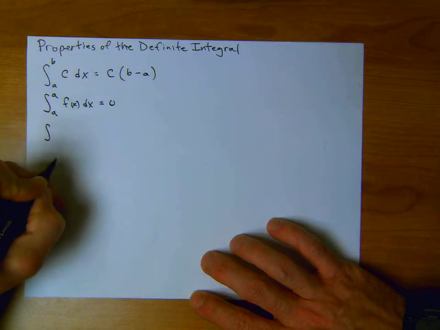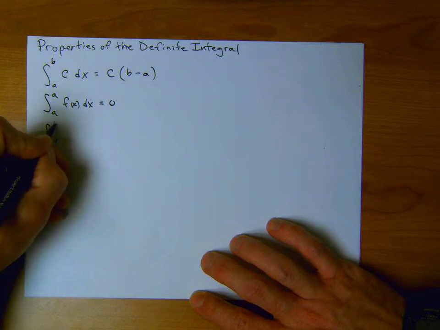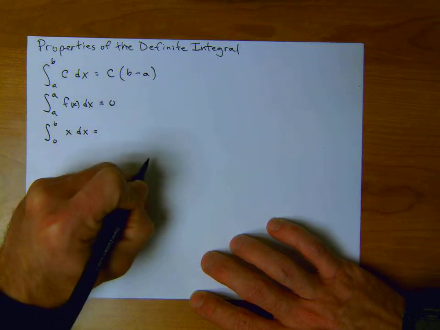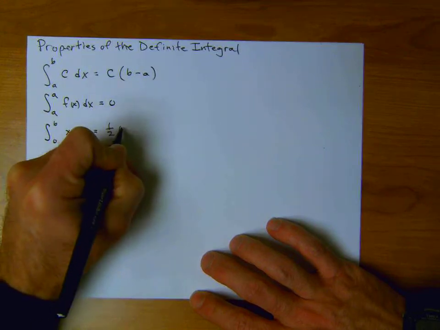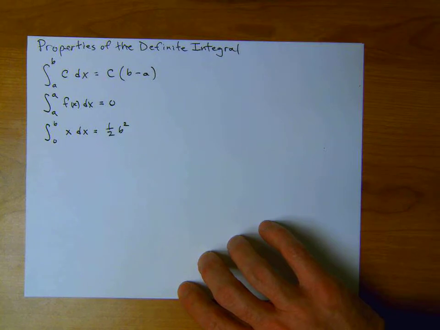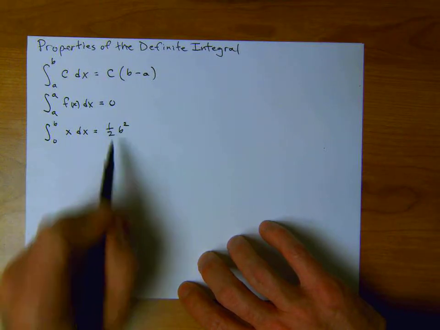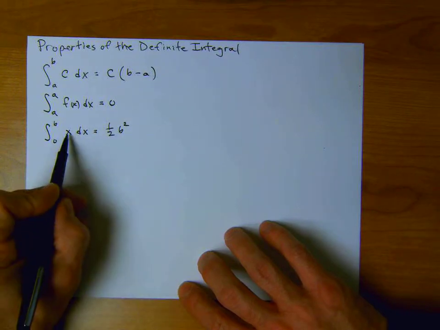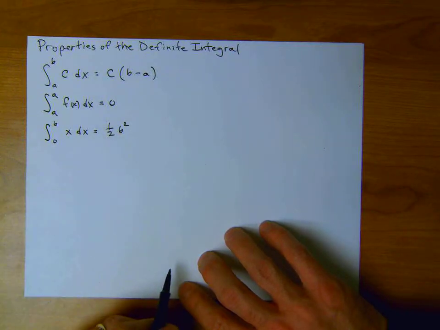And then we have the integral from 0 to b of x dx, and that's just going to be 1/2 b squared. And one way to think of that is that we just have a triangle. So this is just the formula for the area of a triangle, 1/2 base times height, but in this case, base and height are the same, so we end up with b squared.